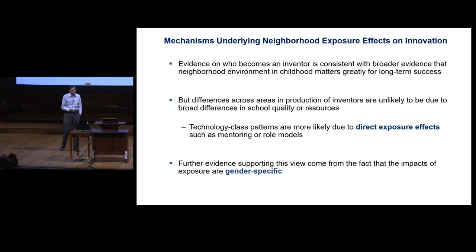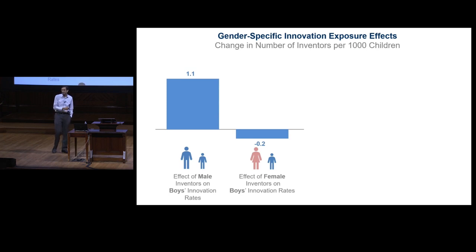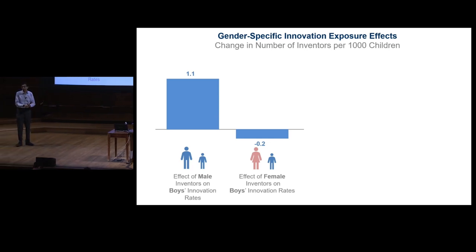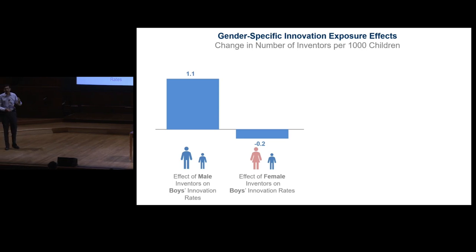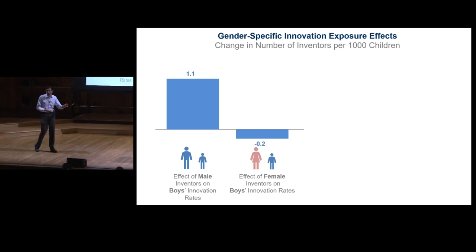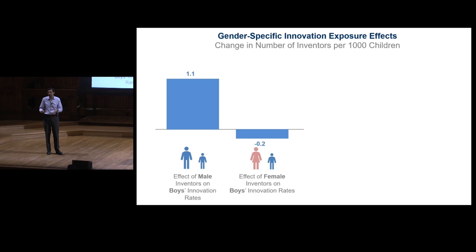Now, further evidence supporting this view comes from the fact that the impacts of exposure are not just technology class specific, but are also gender specific. So I'm going to spend most of the beginning of this lecture focused on gender disparities, because you'll see very similar and I think quite interesting patterns on that dimension. So let me show that evidence by turning to this chart here. So what we're doing here is looking at the effects of, again, growing up in different neighborhoods, going back to the evidence that I just showed you in the initial slide, right, that kids are more likely to become inventors if they grow up in an area with more inventors. But now we're going to break that data down by the gender of the child and the gender of the inventors, the adults in the area where they're growing up.